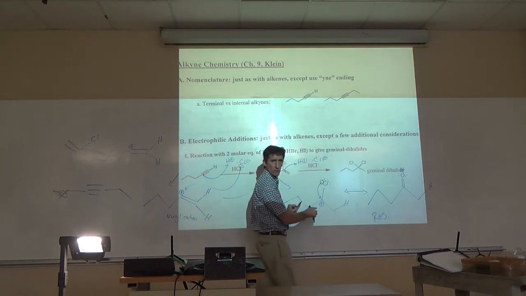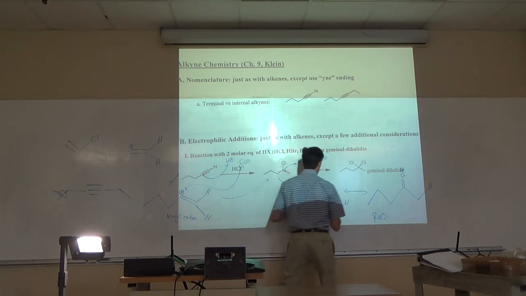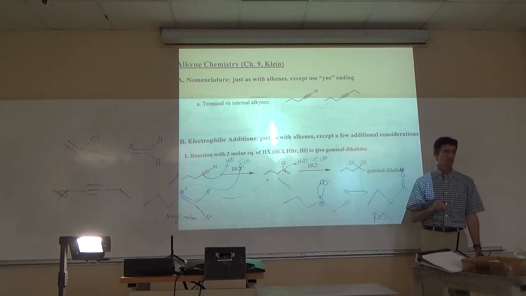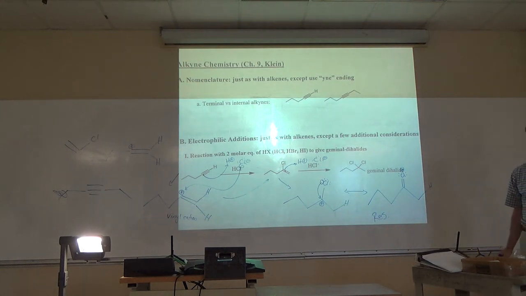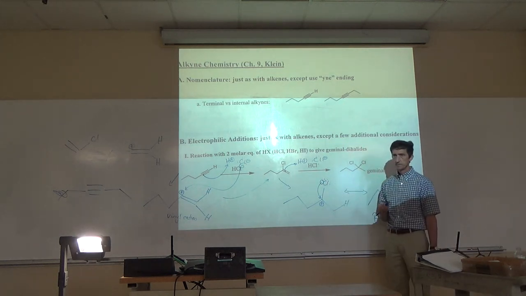Hybridization here, sp2 with an empty p orbital. What's the hybridization of the chlorine? Sp3. Chlorine? Mattia? Now, did we say any time a lone pair is next to a p orbital, it's going to want to be in a p orbital? Is there a p orbital here? Yes. Sp2 with an empty p orbital. One of these lone pairs is also in a p orbital.